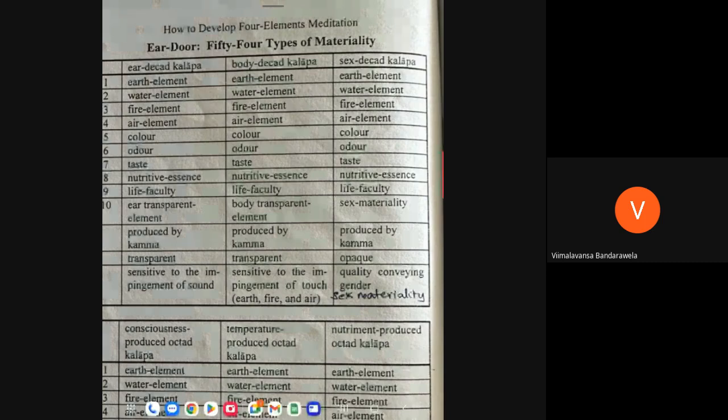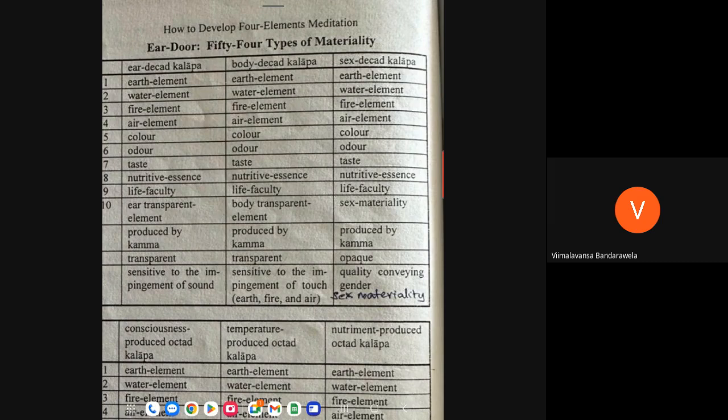And then you have life faculty, that means jivita rupa, and ear transparent element. Those are the 10 types of materiality in the ear decade kalapa. That is produced by kamma, that is transparent or translucent, sensitive to catch the object. This ear transparent element has the ability to catch sound as an object.